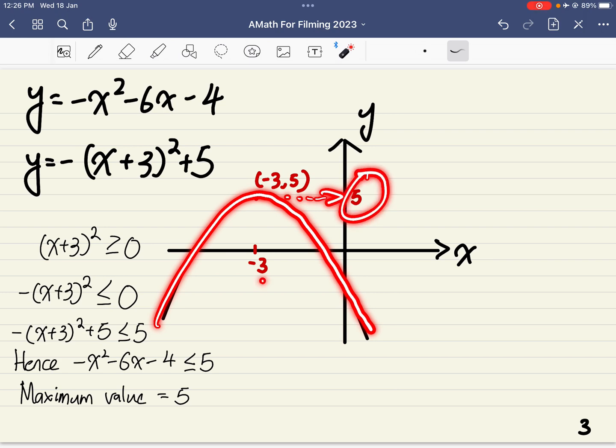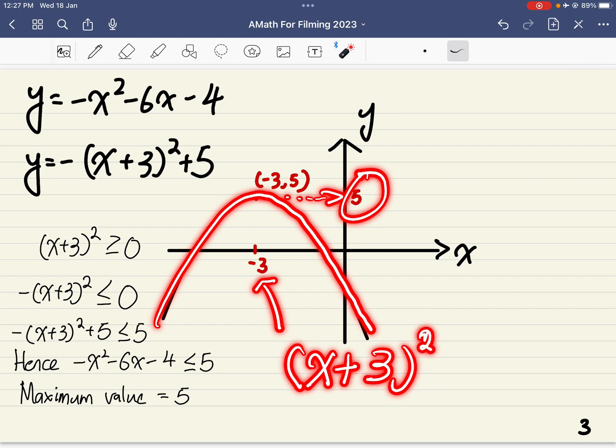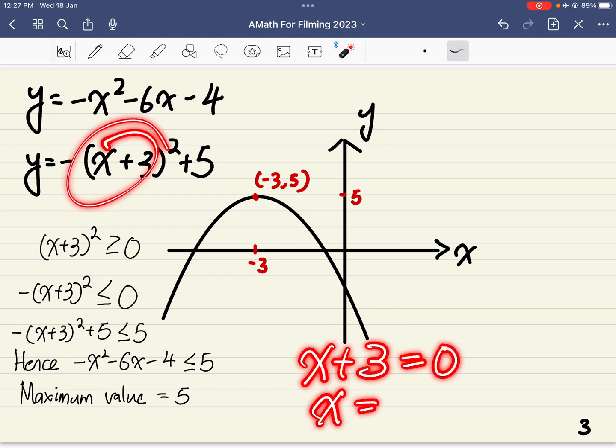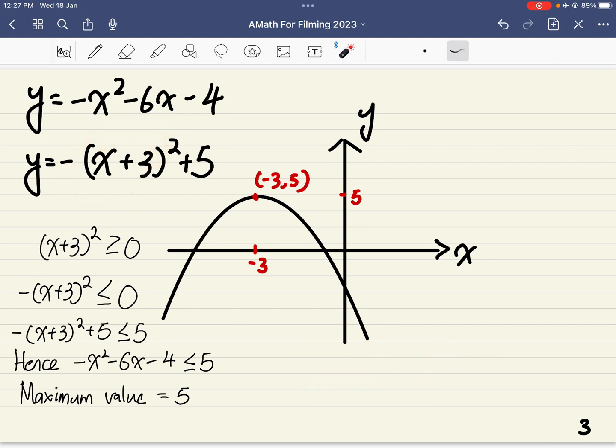Now, how do I get my x value here of negative 3? So the maximum value is 5 when my x value is negative 3. Again, just like what I did in the previous slides 1 and 2, just take the x plus 3, just take what's inside the bracket. You take x plus 3 is equal to 0. It comes from here. My x value is equal to negative 3. Hence, the maximum value of 5 occurs when my x value is negative 3.